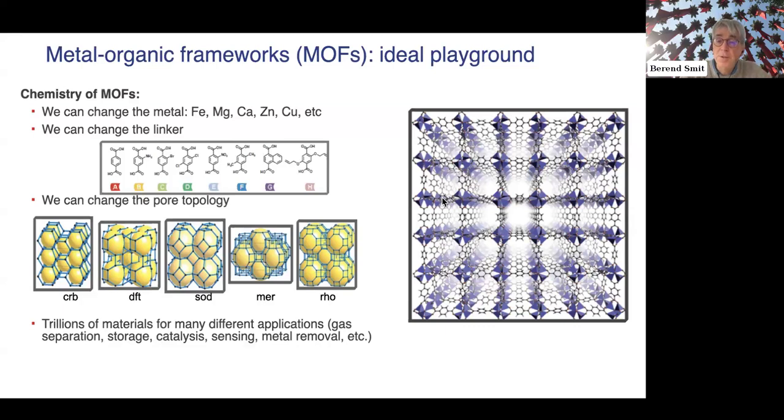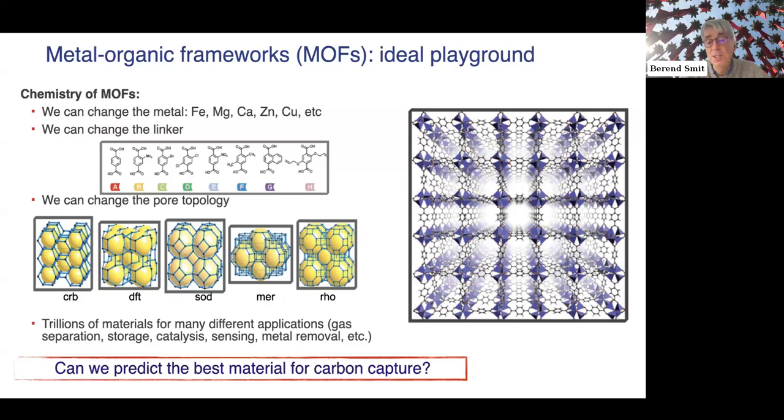Now, what makes those materials so interesting from a machine learning point of view is the enormous chemical tunability. So what you can do is you can change the metal. So you can have different metals here. You can change the linkers. And this is just a few examples of what chemists can do. And you can also change the way you put the metal nodes and the linkers together, and that's called the pore topology. And that is characterized with these nets. And if you then make a back of the envelope calculation, you can sort of make trillions of possible materials. And the question we are interested in is then, what is the best material for carbon capture?